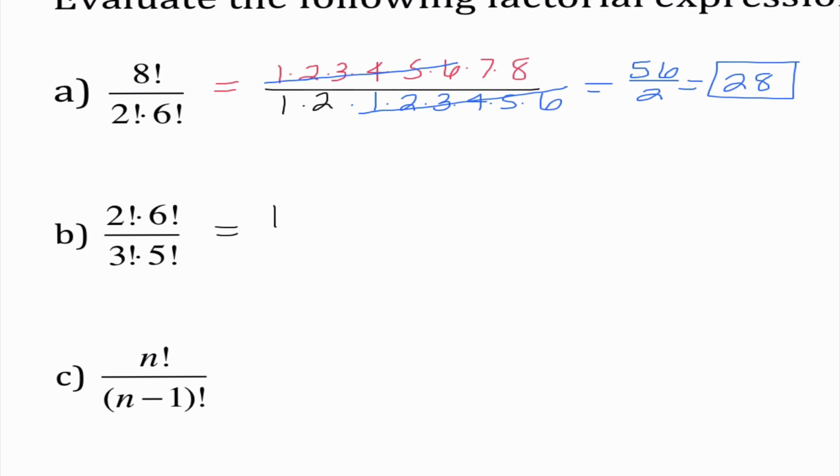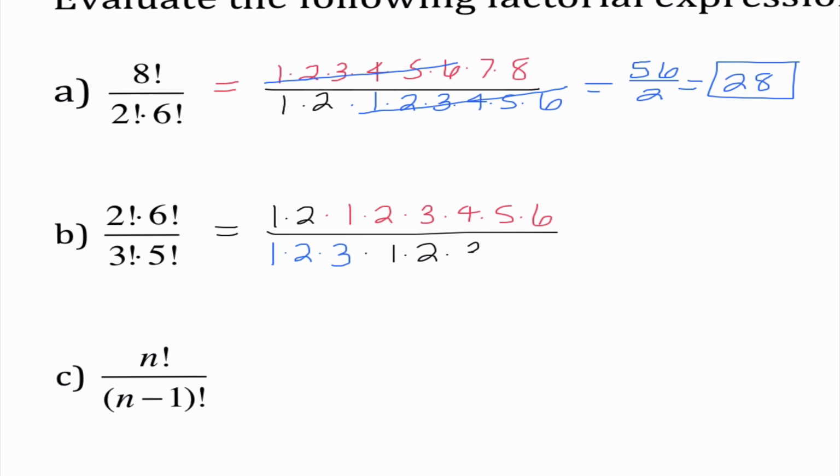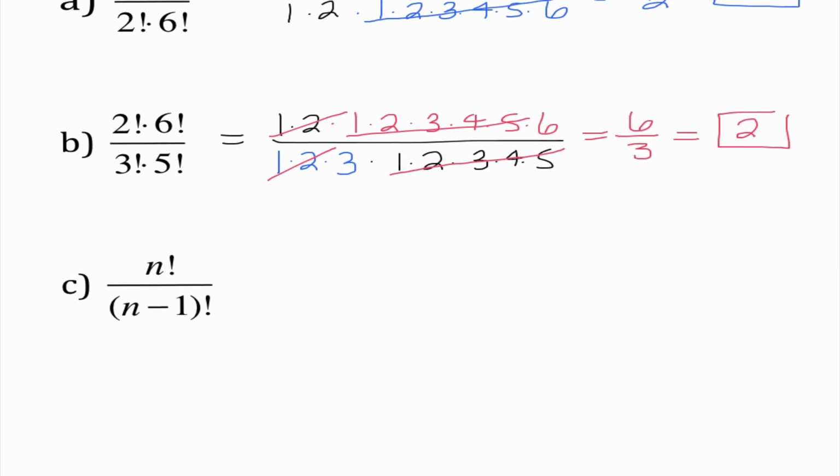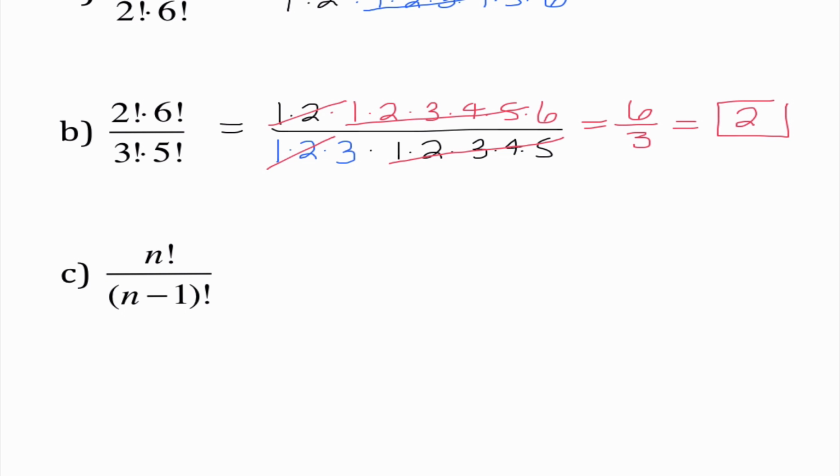Okay, our next one, 2 factorial is 1 times 2. 6 factorial is 1 times 2 times 3 times 4 times 5 times 6. In our denominator, 3 factorial is 1 times 2 times 3, and 5 factorial is 1 times 2 times 3 times 4 times 5. So I'm noticing those two and these two cancel out. 1 through 5 and 1 through 5 cancel out, so I'm left with 6 over 3, which is 2. Now, obviously we could do this using our calculator as well, but I'm just showing us that we could think of this by hand.